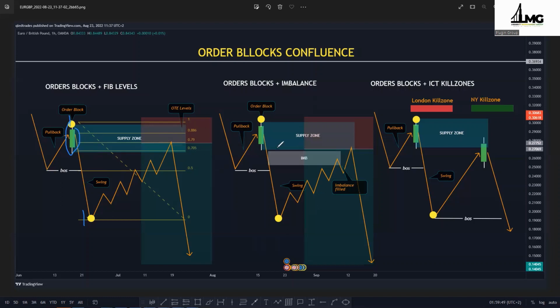The next example of confluence is order blocks with imbalance. With order blocks with imbalance, obviously I look for the structure formation, swing, and then the pullback. Make sure that it breaks structure, make sure that price has been displaced, and then I look for imbalances before the break of structure, and also look at an order block before the break of structure.